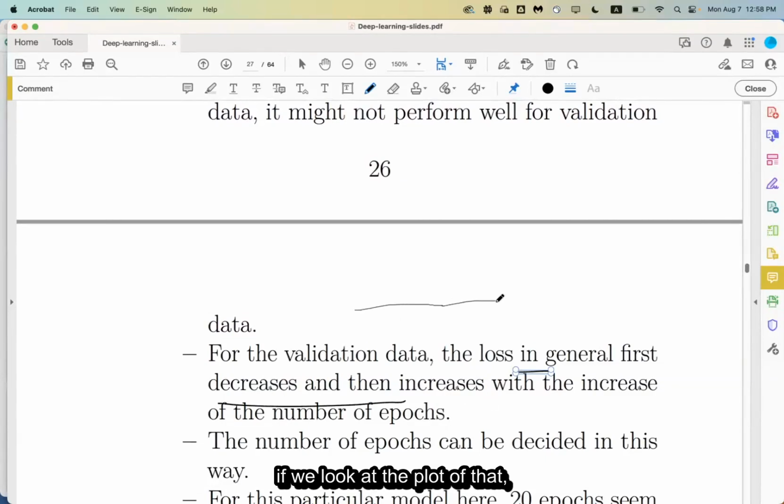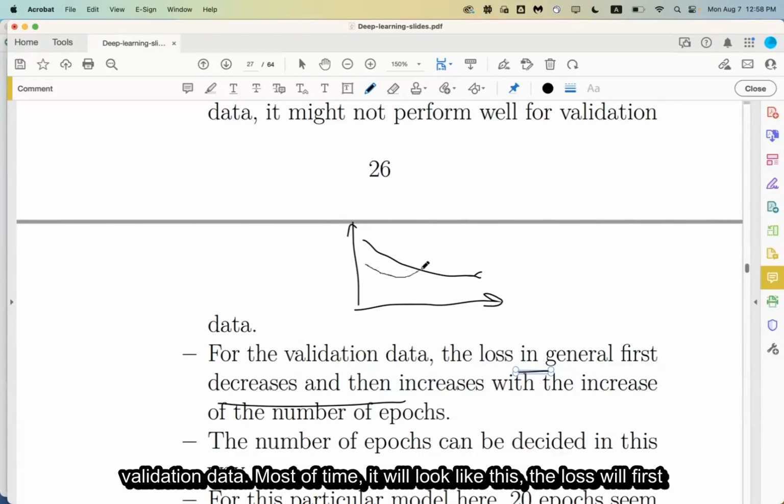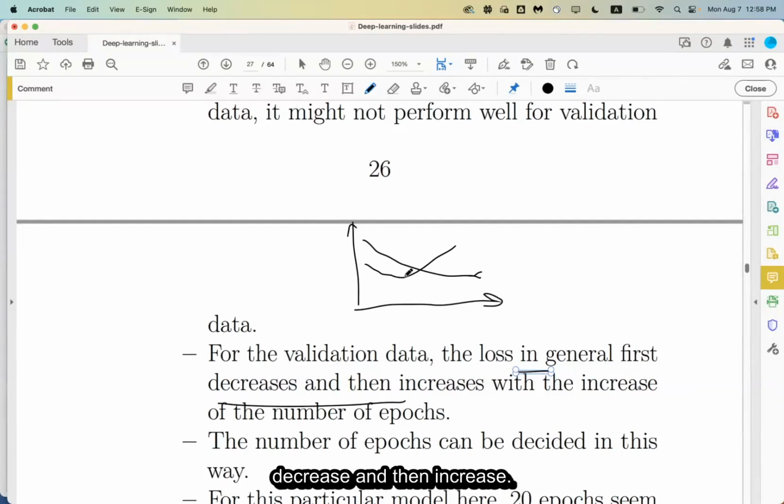So if we look at the plot of that, if this is the loss based on the training data, it will look like this, becoming smaller and smaller. But if you look at the validation data, most of the time it will look like this. The loss will first decrease and then increase.